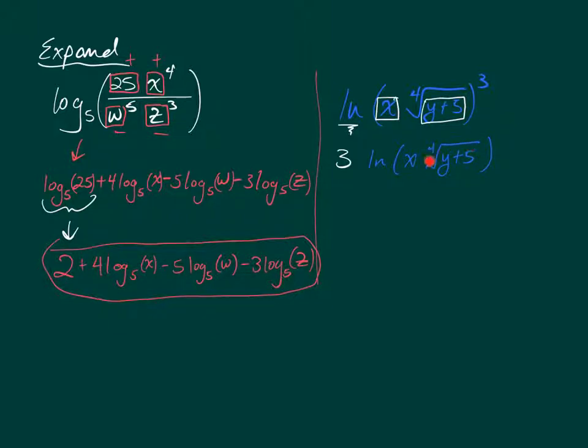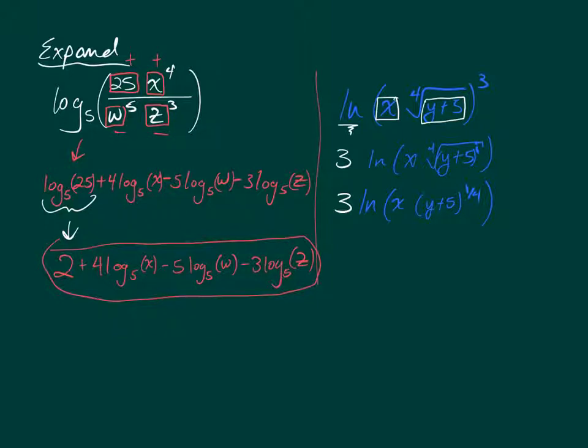And this radical is going to be really bothersome, so let's change that. This will be natural log of x times y plus 5 to the 1/4 power. The exponent on the inside of this radical is 1. The root number is 4. The exponent becomes exponent over root. And that 3 is still in front. We can't get rid of that.